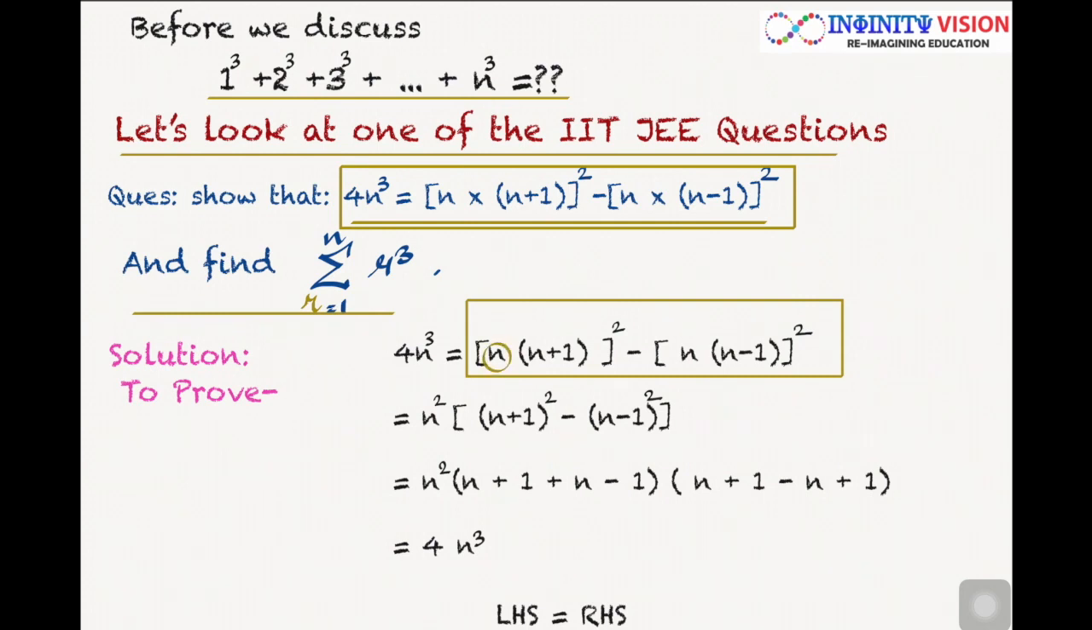I can see n here, I can see n here, so I can take out n square common. I'll be left with n plus 1 whole square minus n minus 1 whole square. I can apply a square minus b square. I'll get n plus 1 plus n minus 1 into n plus 1 minus n minus minus 1, which makes it plus 1. So this will make it 1 and the 1 will get cancelled. This will become 2n, and this n would be cancelled and we'll be left with 2. So this will become 4n cube. So I can say yes, LHS is equal to RHS.